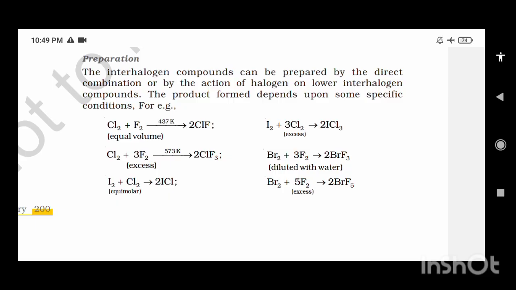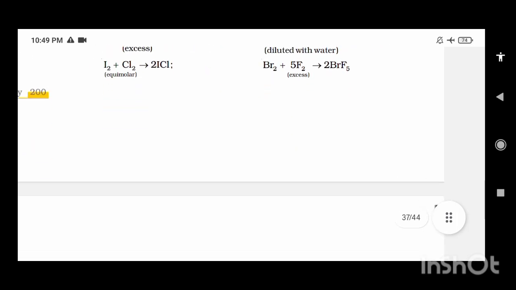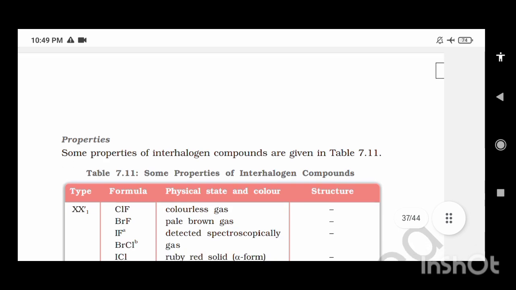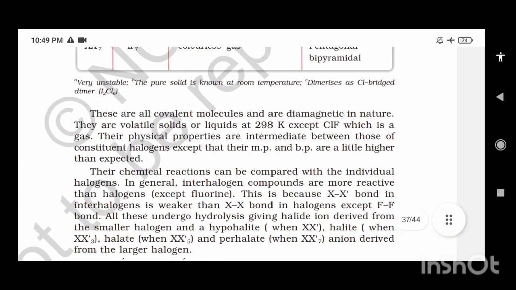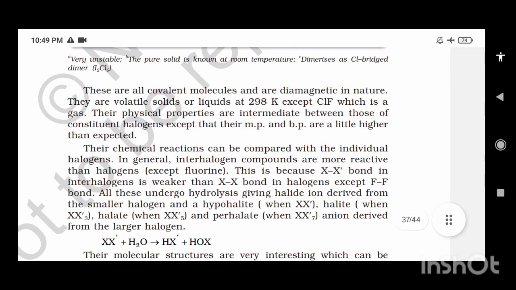Preparation: the interhalogen compounds can be prepared by direct combination or by the action of halogen on lower interhalogen compounds. The product formed depends upon some specific conditions. Properties: these are all covalent molecules and are diamagnetic in nature. They are volatile solids or liquids at 298 Kelvin except ClF, which is a gas. Their physical properties are intermediate between those of the constituent halogens except their melting and boiling points.